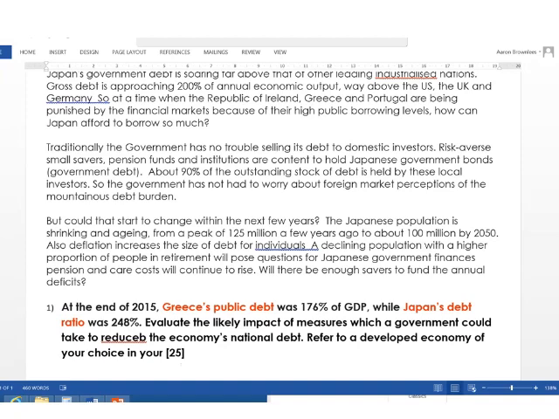Refer to a developed economy of your choice. So you've got two developed economies there. You could refer to Greece or Japan. You could potentially talk about the UK, although you wouldn't maybe know the specific figures, but we have implemented austerity to try to solve that.